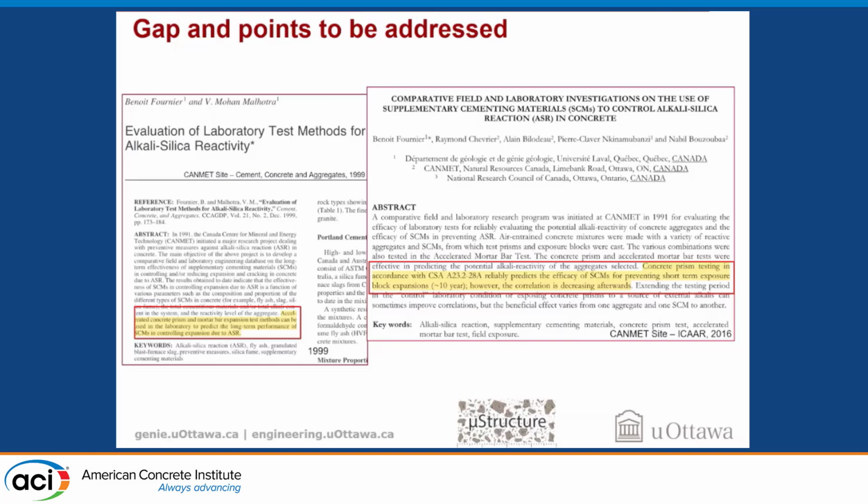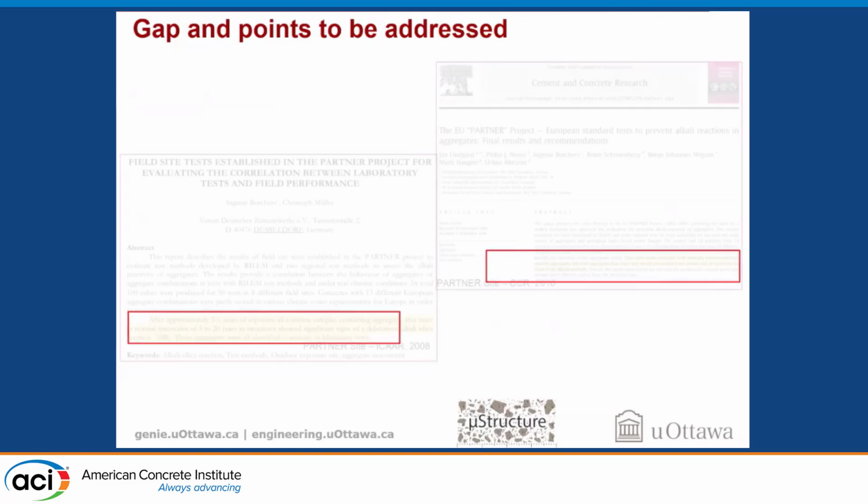and they were disagreeing with one another. So you can see, for instance, in 1999, a paper saying that the Accelerated Mortar Bar Test and the Concrete Prism Test both did a good job. But then in 2016, the Concrete Prism Test did a good job until a 10-year exposure, but after that, it started lacking a little bit of precision.